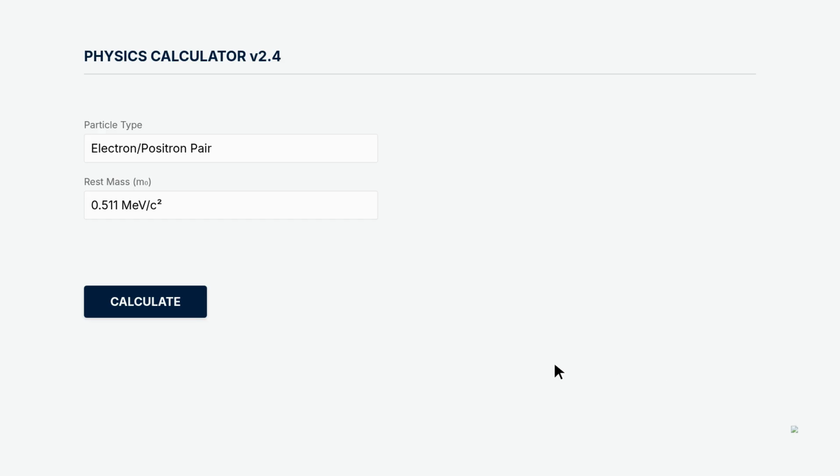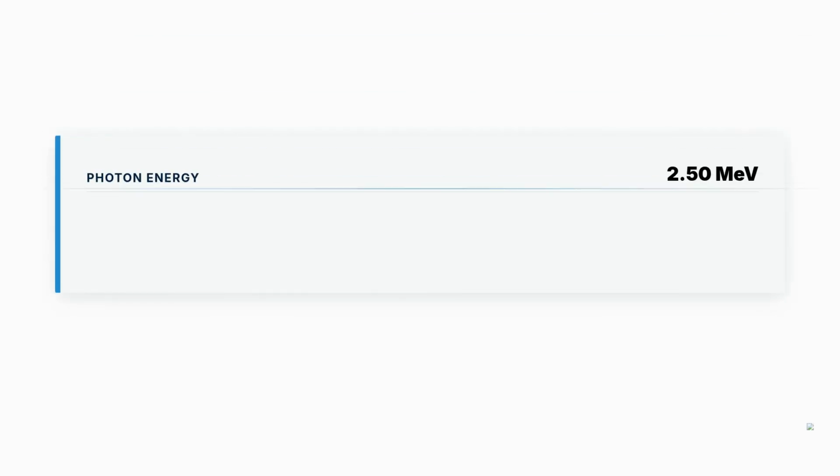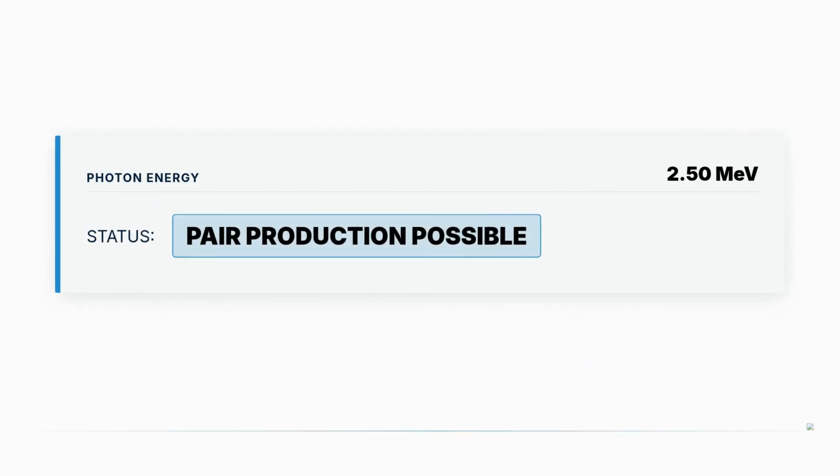After clicking Calculate, here are our results. The threshold energy shows 1.0220 MeV, meaning pair production requires at least this photon energy. Since our photon has 2.50 MeV, the status confirms pair production is possible.